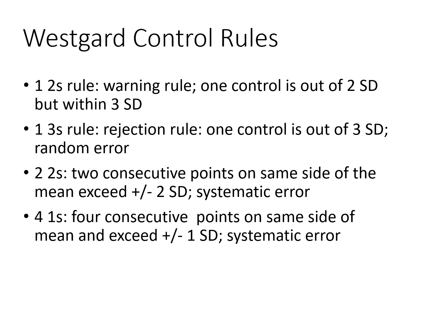And then we have a 4-1S. This is where we have 4 consecutive points on the same side of the mean. If you have multiple days, you should have a good scatter of your data around the mean, so it exceeds plus or minus 1 standard deviation. But again, with the 4-1S, that exceeds plus 1 or minus 1 standard deviation on the same side of the mean. That is again considered a systematic error.